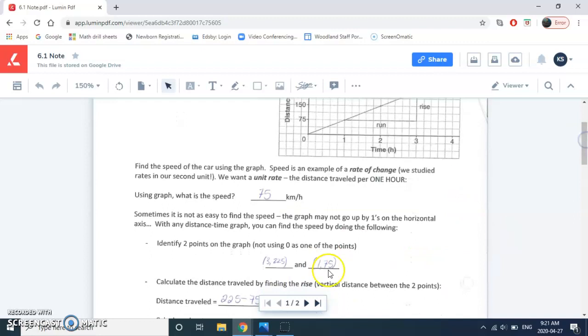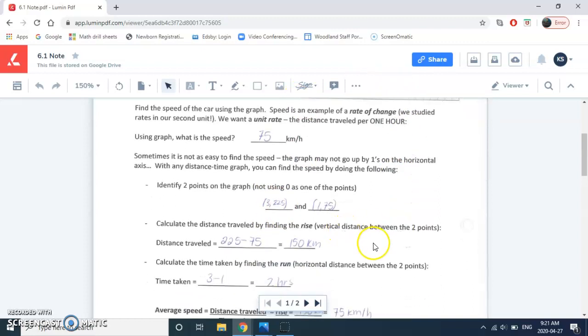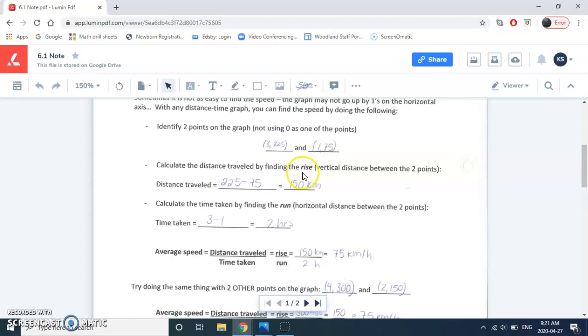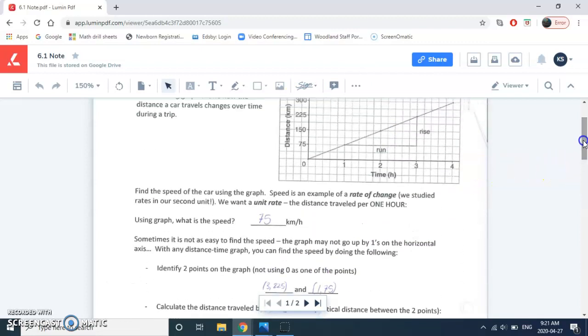move on. So again, our 3, that's our x coordinate, and 225, that's our y coordinate. So x and then y. Now we can calculate the distance traveled by finding the rise, which is the vertical distance between two lines. So we can see here we have our rise.